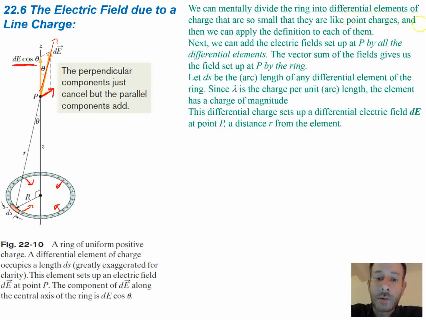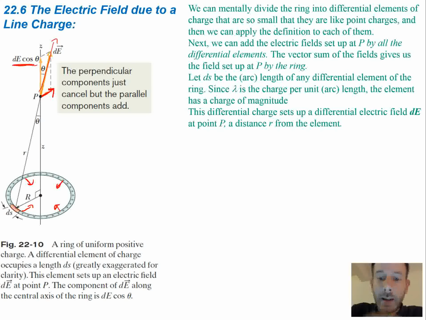So we can mentally divide the ring into differential elements of charge that are so small that they're like point charges, and then we can apply the definition to each of them. Next, we can add the electric fields set up at point P by all the differential elements. If you have differential elements all the way around, you add their fields together and find the electric field at P. So the vector sum of the fields gives us the field set up at P by the ring.